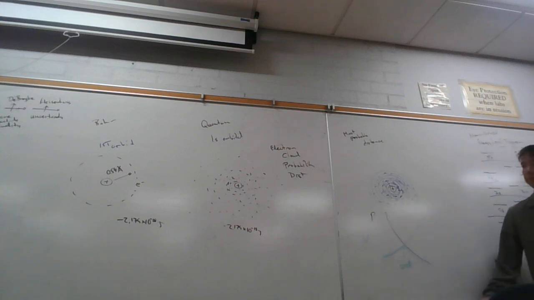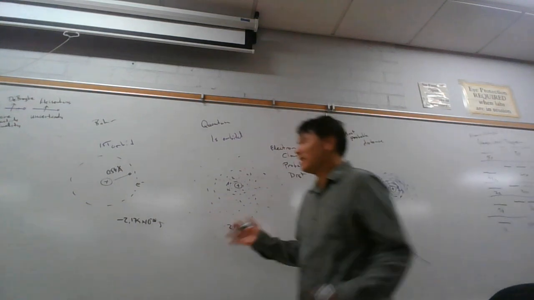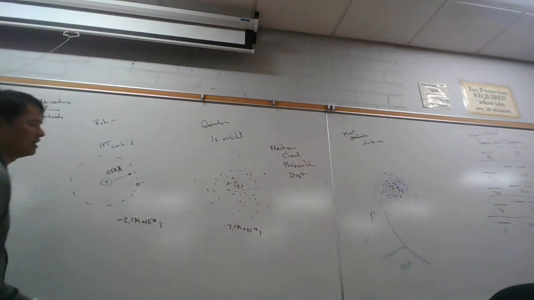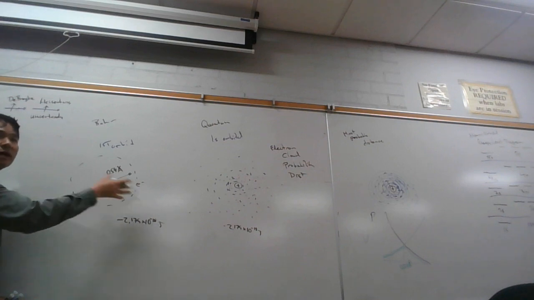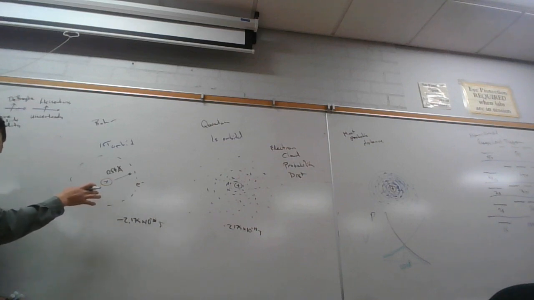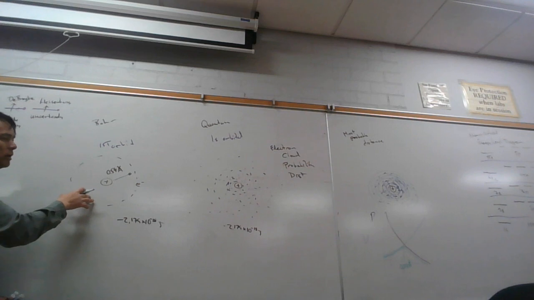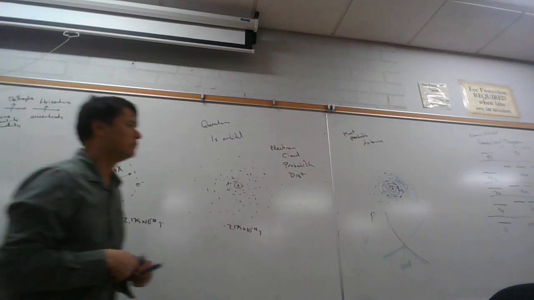And this is why the energies are the same. The energies are the same because the effective distance of the electron from the nucleus is the same in the 1s orbital and the first orbit. It's not called 1s orbit, the first orbit. And so they have the same energy.